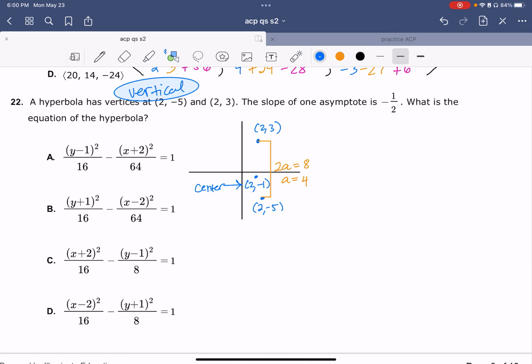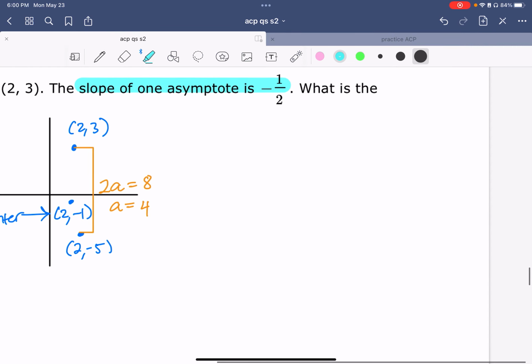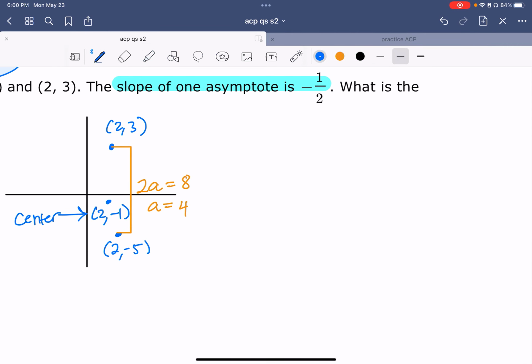Now they give us the slope of one of the asymptotes is -1/2. Now in class we didn't actually do this, but it is in the formula chart. So if you go to the hyperbola section and it's vertical, so make sure you're looking at the vertical side, there is a section for asymptotes. So we're going to be using the vertical asymptote for hyperbolas, which is y minus k equals plus or minus a over b times x minus h. Okay, so I'm going to rewrite that really quick.